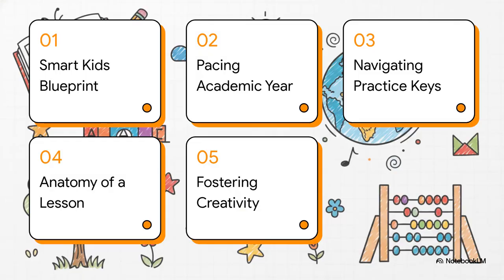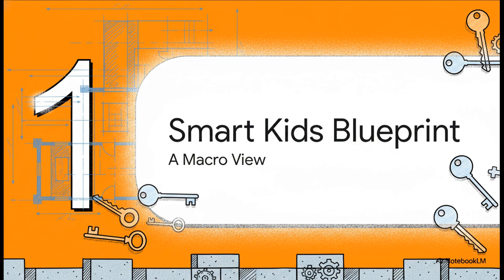To make sure you leave this explainer fully equipped, we're taking a macro to micro journey today. We'll cover the Smart Kids blueprint, pacing the academic year, navigating the practice keys, the anatomy of a lesson, and finally, fostering student creativity. Let's kick things off with part 1, the Smart Kids blueprint, a macro view.